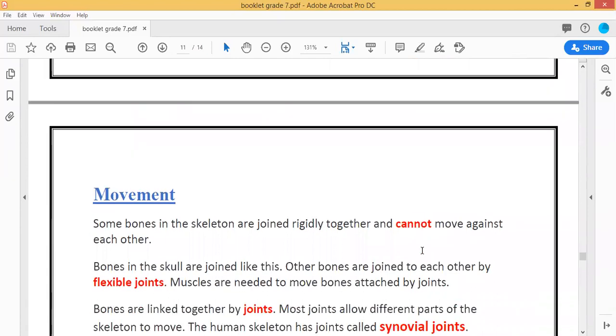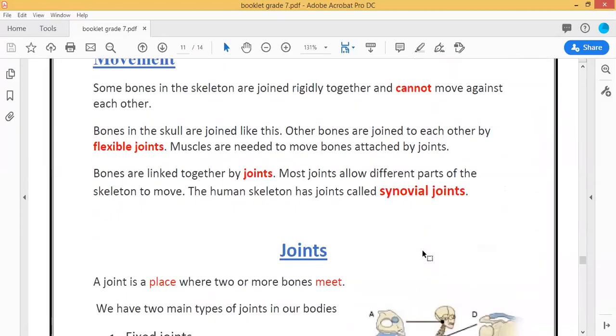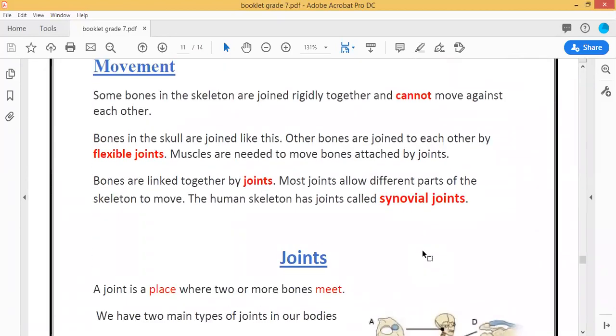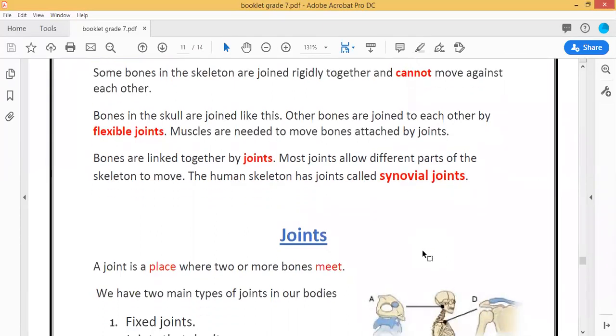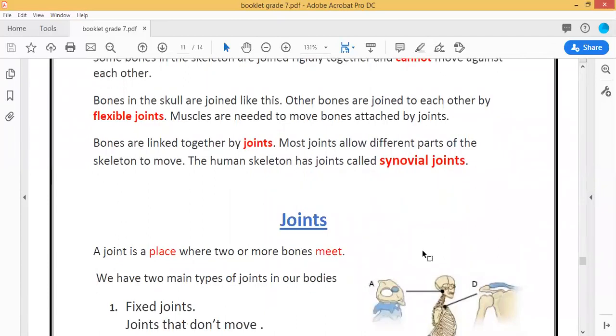Number three, it will be the movement. How will the movement happen? We said before that the movement will happen by the help of muscular system and skeletal system. So let's here recognize the structure of the bones. Of course, you know from grade 4 that the place where two bones meet each other is called what? It is called a joint.